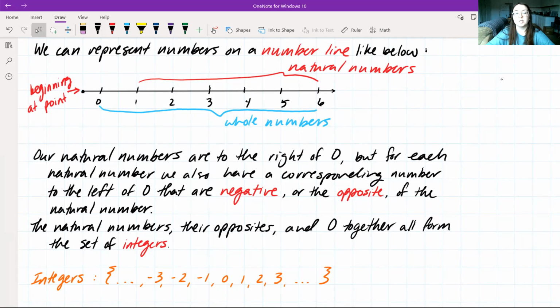So integers are just natural numbers, 0, and the opposites of natural numbers, or the negative versions of natural numbers. These integers would begin from essentially negative infinity, and you would go through numbers like -3, -2, -1, 0, 1, 2, 3, on to infinity. So what we have here is a more complete number line, meaning that we're now taking into consideration the negative numbers. Integers are positive and negative numbers in addition to 0.